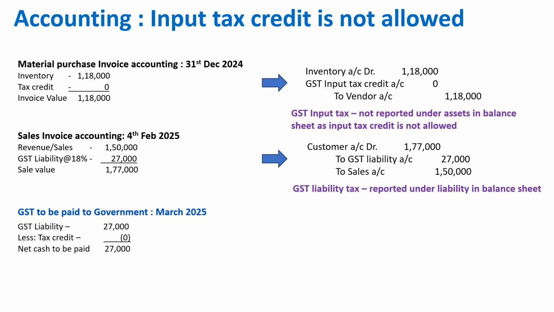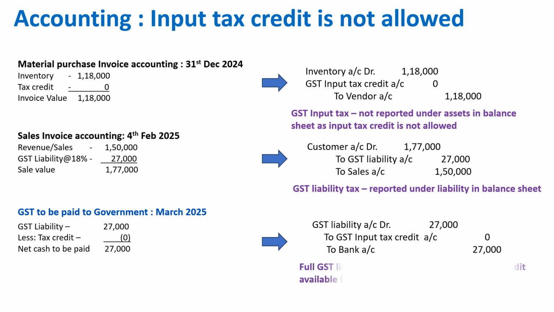Now, while making payment to the government, the GST liability of 27,000 has to be paid in complete amount, that is, not net of tax credit, because there is no amount to be adjusted. So what is the entry here? GST liability account debited 27,000, to GST input tax credit account 0, because there is no utilization, to bank 27,000 rupees. By this example, you can understand that the full GST liability is paid as there is no input tax credit available for utilization.